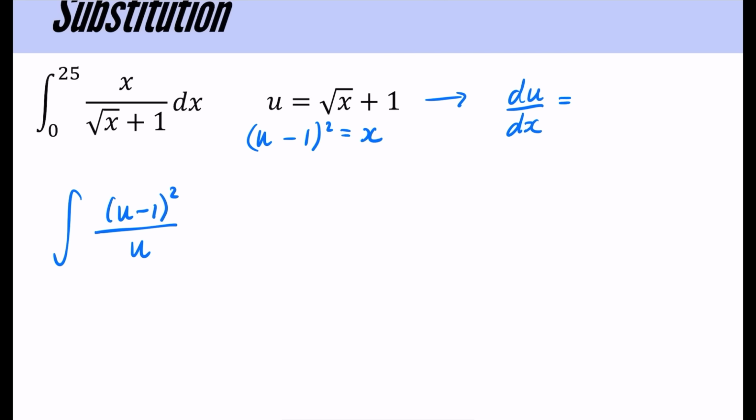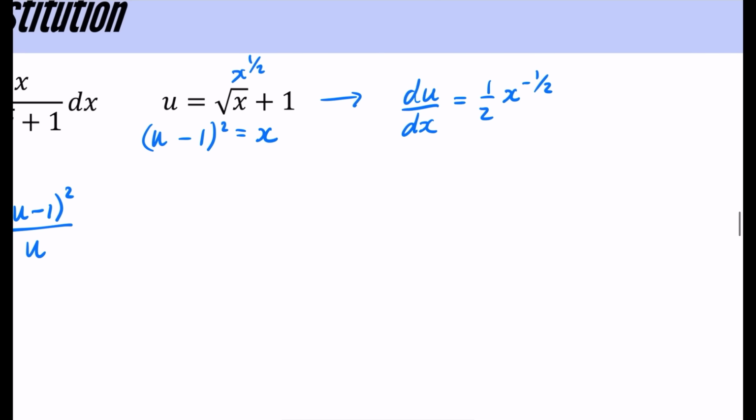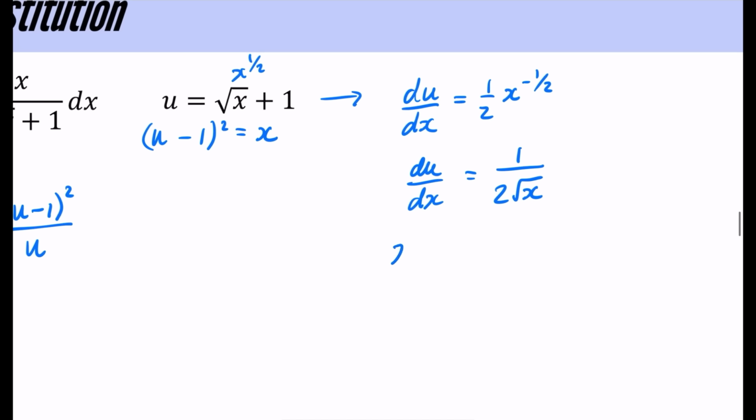Du by dx, if I differentiate this thing that we have, well, that is x to the half, right? That is going to be a half x to the minus a half. So rearranging this, du dx is 1 over 2 the square root of x. It's 2 over the square root of x here. So let's try and make dx the subject. I'm going to multiply up by the 2 root x du, and then I'll multiply up by the dx like this.